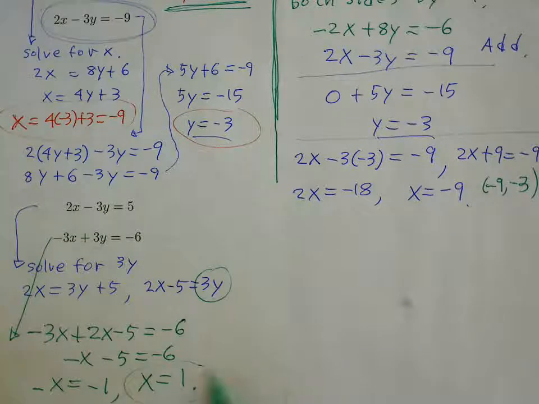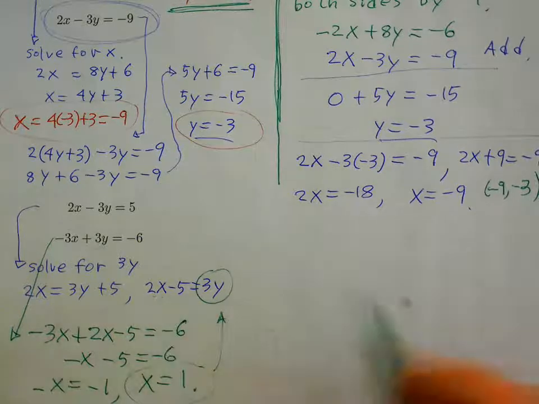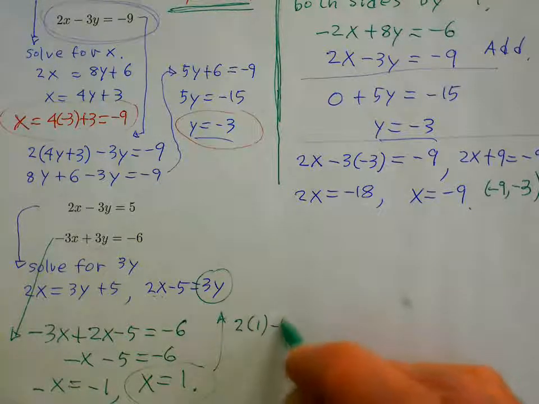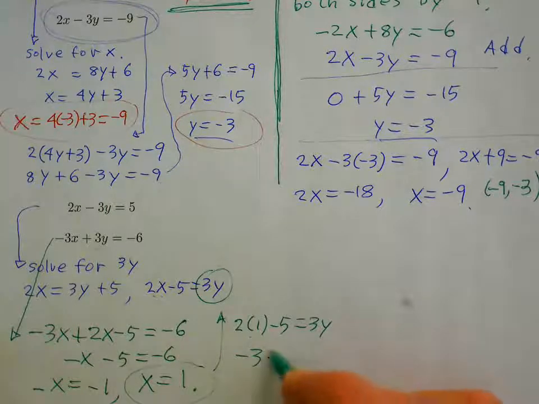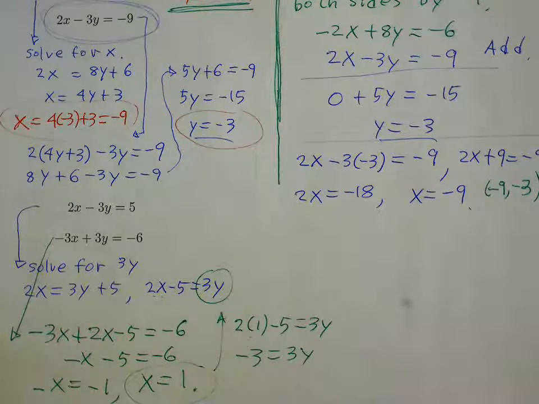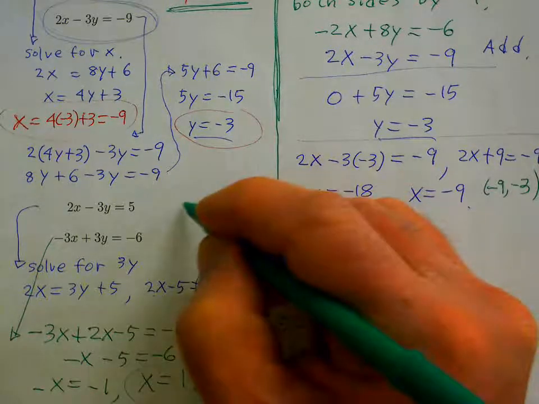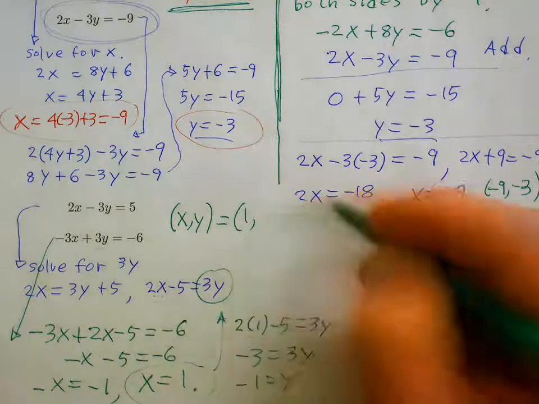And then to find y, I can use this equation and substitution. So replace x with 1, I get 2 times 1 minus 5 equals 3y. 2 times 1 is 2. 2 minus 5 is -3. And -3 equals 3y. That means when I divide both sides by 3, I get -1 equals y. So the solution is the ordered pair 1 for x and -1 for y.